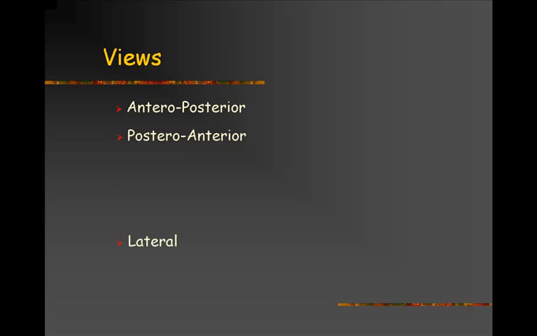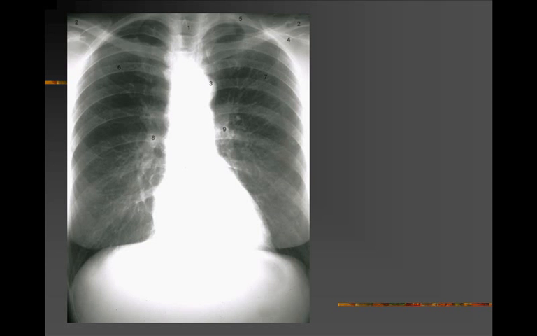A third view is a lateral view, where the X-ray strikes midway between the anterior and posterior directions. Another view is an oblique view, where the X-ray strikes the patient at an angle. And then finally we have some special views, and we will see examples of all of these views in this module and in subsequent modules.